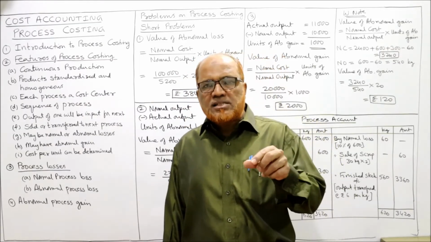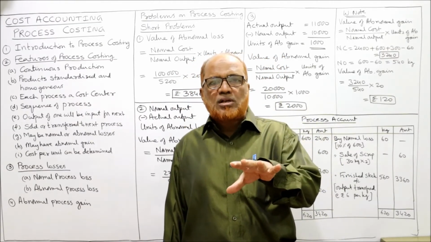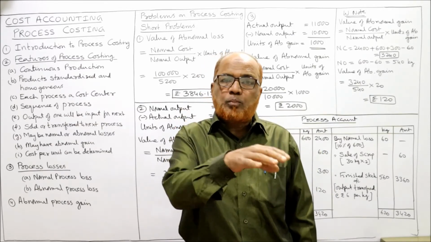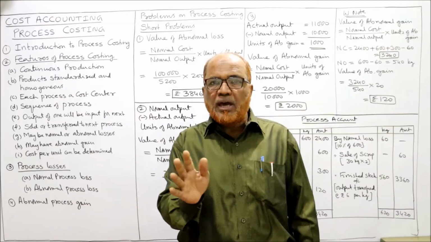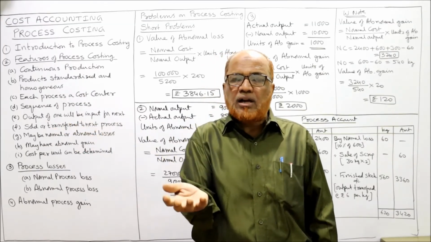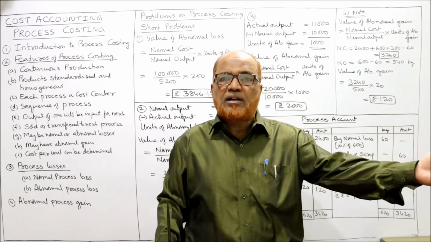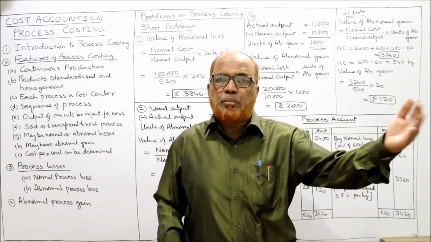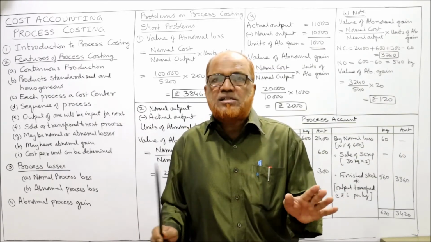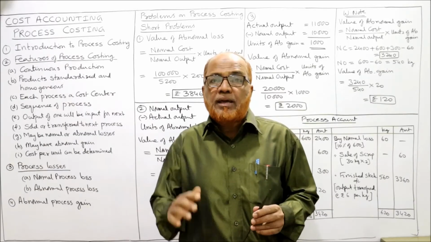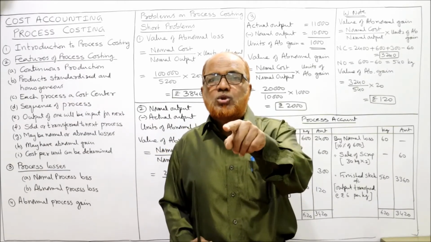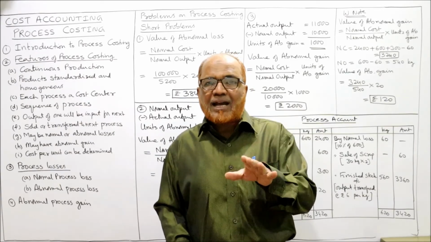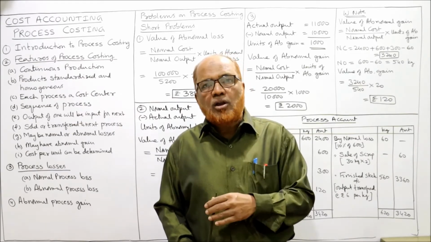Now abnormal gain, abnormal process gain. It is not at all necessary that always there will be abnormal loss. Sometimes there may be gain. Gain doesn't mean that output will be more than input. कभी ऐसा नहीं होगा कि input 100 tons डाल रहे हैं और output 120 tons निकल रहा. 100 टन शुगर केन डाल रहे हैं, 120 टन शुगर निकल रहा. ऐसा तो कभी हो ही नहीं सकता, पॉसिबल ही नहीं है. फिर गेन किसको कहते हैं? When actual loss is less than normal loss.